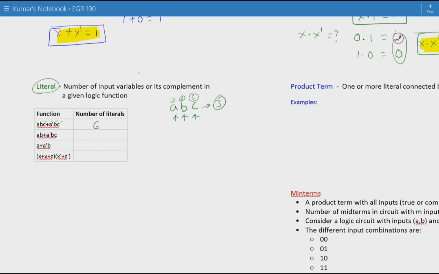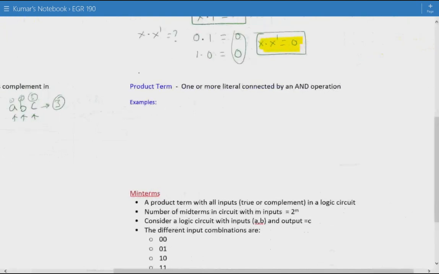The second one, we have A is 1, B is 2, A bar is 3, B is 4, C is 5. So 5. The next function, we have 3 here, we have 2 here, total of 5. That is the literal count here.